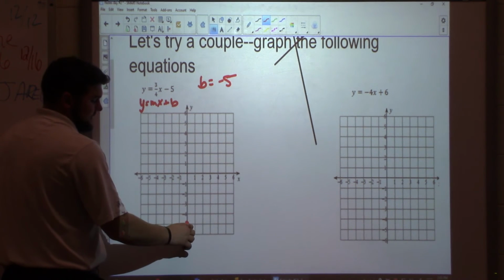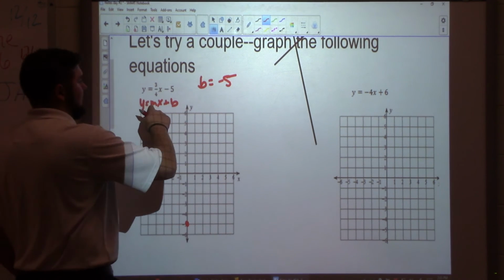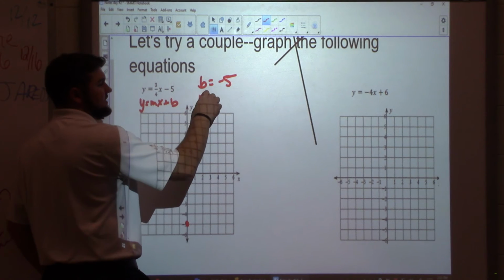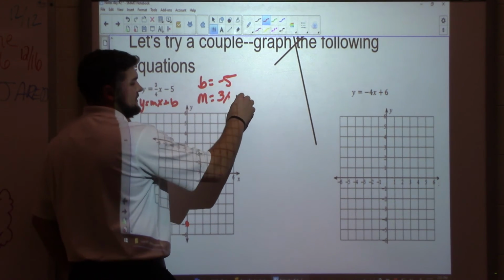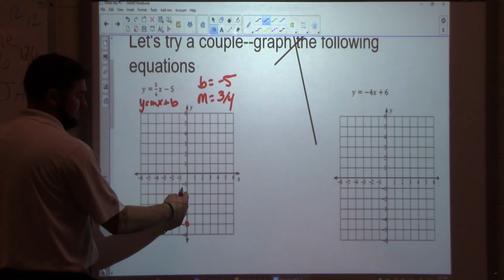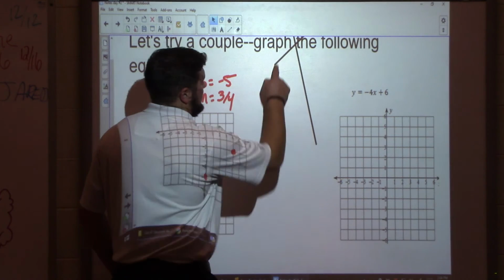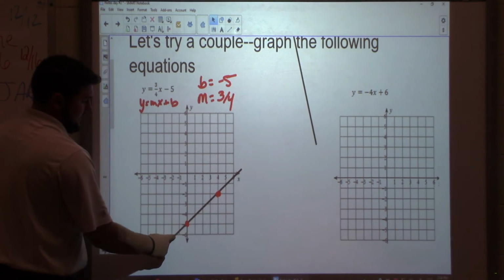On the y-axis, I'm going to put a dot at negative 5. My slope then, mx, right next to x, m is 3/4. Remember, slope is rise over run, so I'm going up 1, 2, 3, over 1, 2, 3, 4. And now that I have 2 points, I can draw my line in.